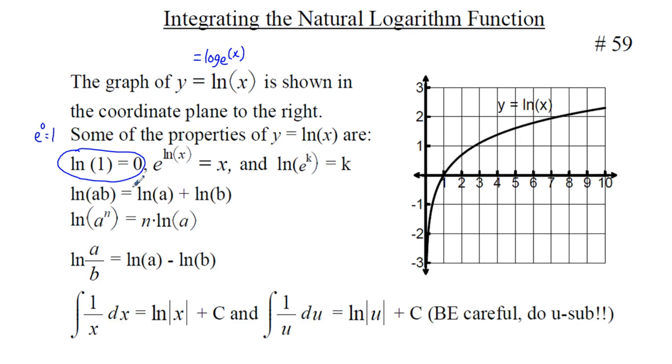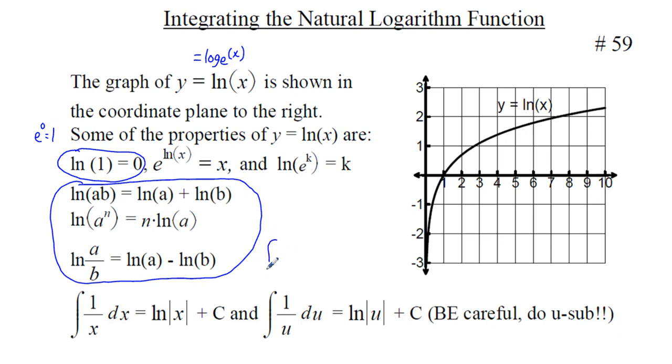Then we have these three main properties of logarithms: the product property first, then the power property, and finally the difference property. And now we come to this last line. The integral of 1 over x dx equals the natural log of the absolute value of x.